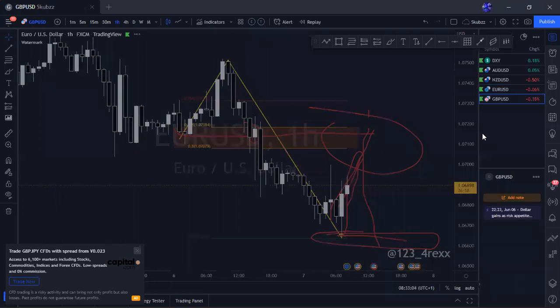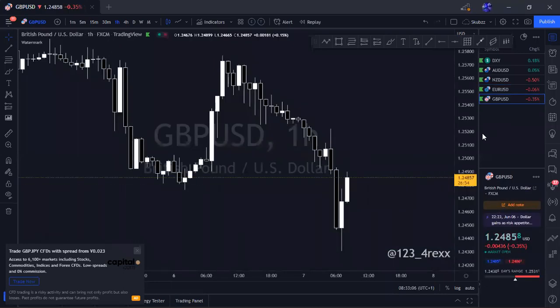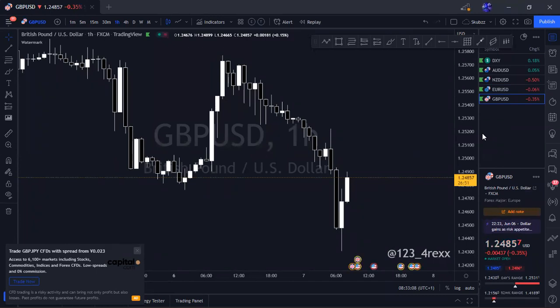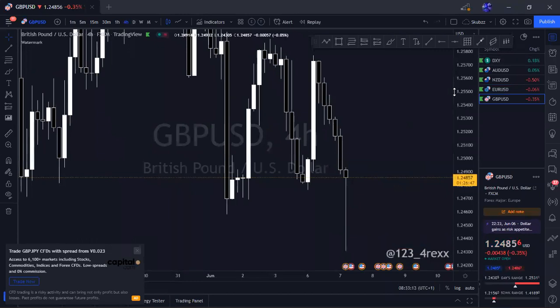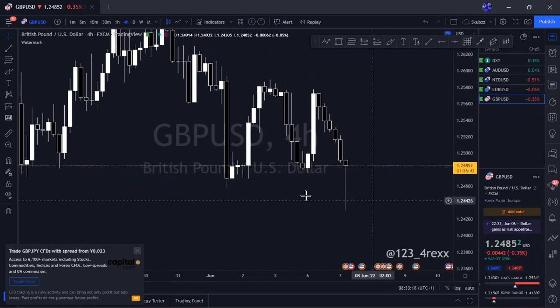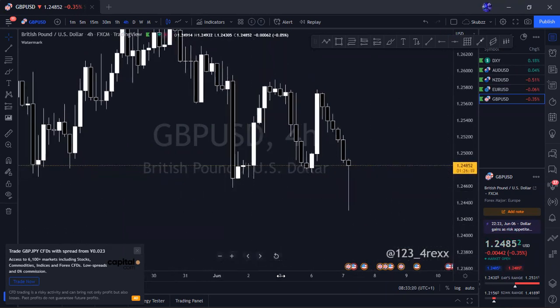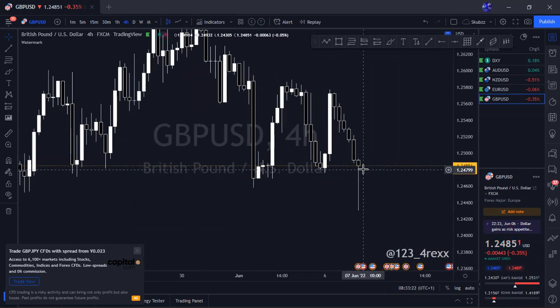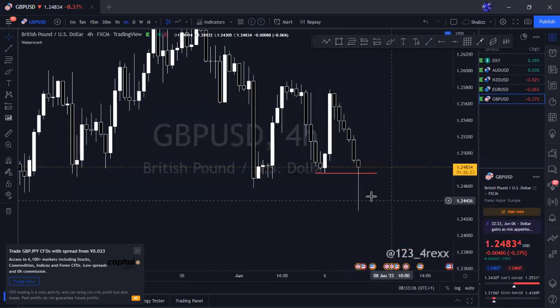GBP USD. Do you guys actually understand what I have on Euro USD? Oh, this is GBP USD. GBP USD is a bit tricky. On the 4H, on our directional time frame, it's kind of like a range because it's not a clear break of structure. This was just a wick here. This was just a wick here. It's not a clear break of structure.